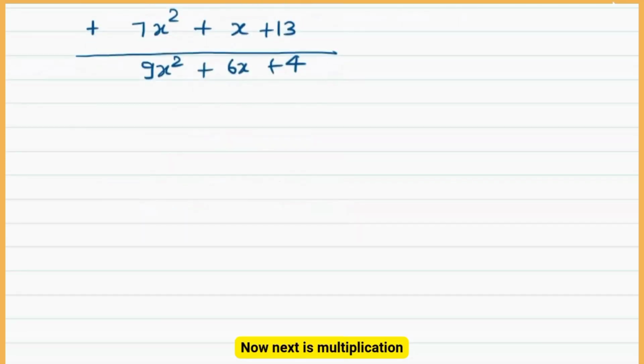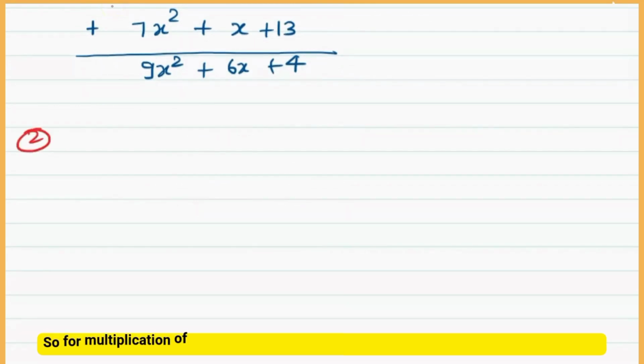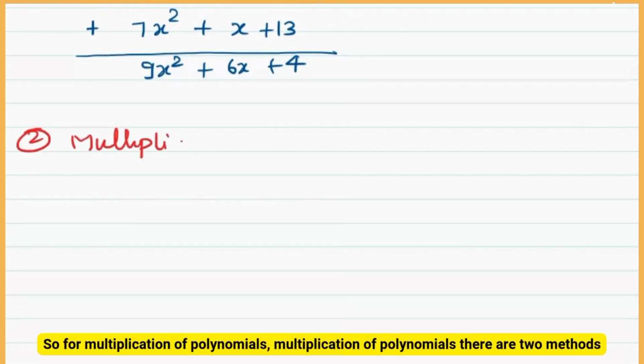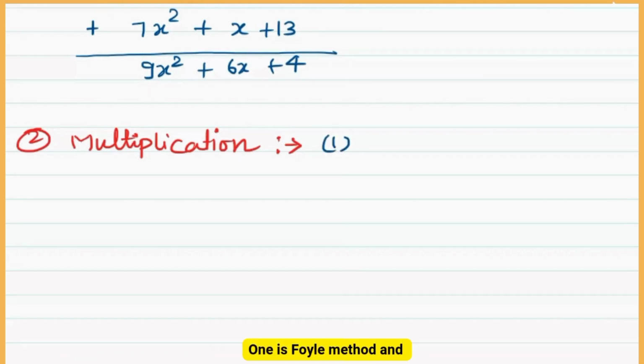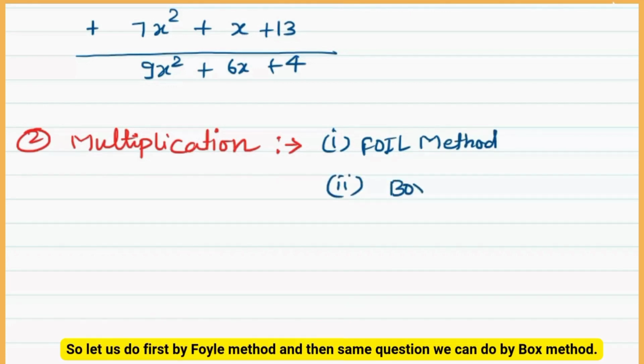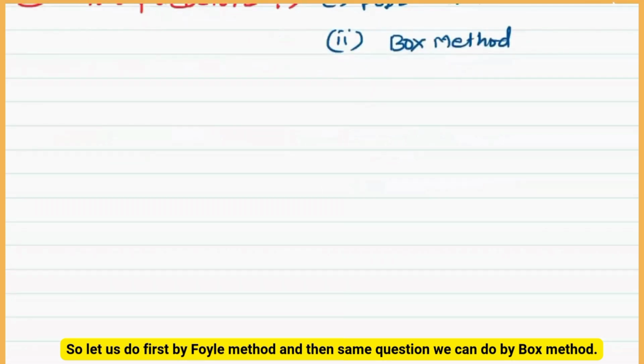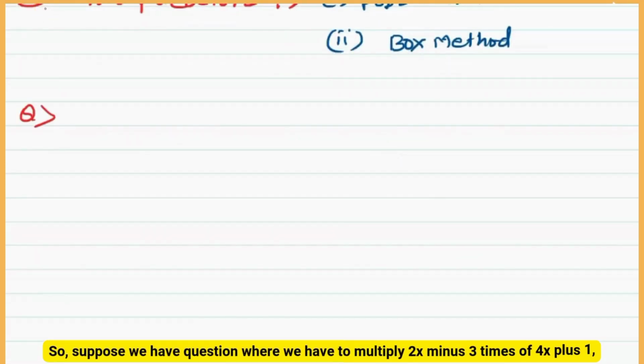Now next is multiplication. So for multiplication of polynomials, there are two methods. One is FOIL method and other is box method. So let's do first by FOIL method, and then same question we can do by box method. So suppose we have a question where we have to multiply 2x minus 3 times 4x plus 1.